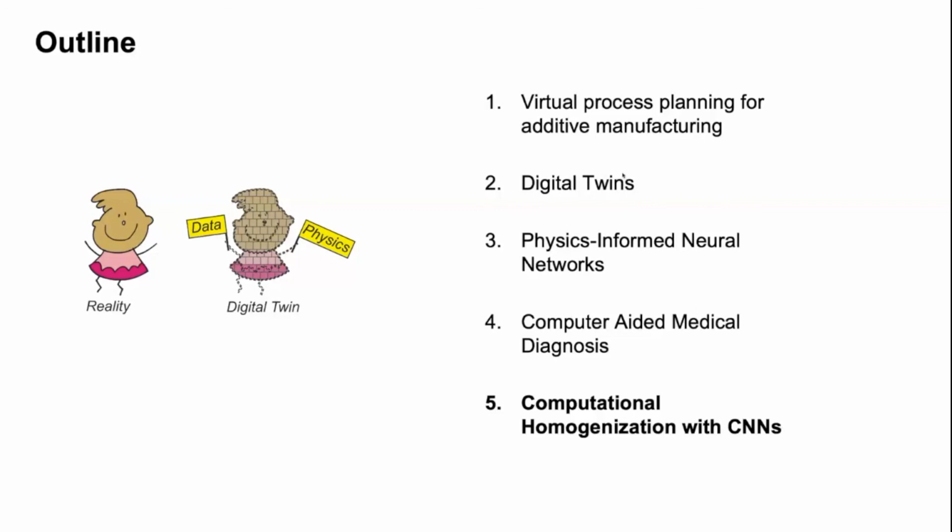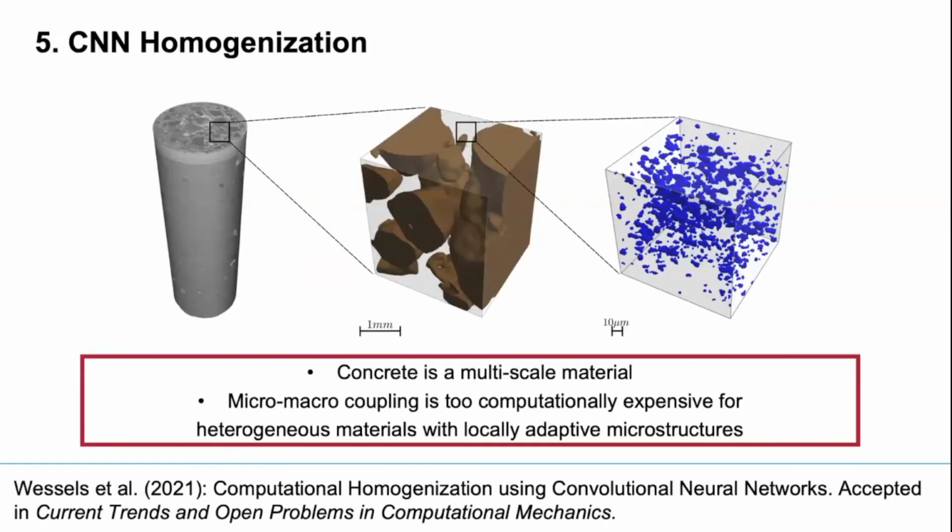And now I want to lastly comment on computational homogenization with CNNs, that is convolutional neural networks. Here we have an example. We have concrete as a multiscale material. We have a macroscale, we have a mesoscale, and we have a microscale.